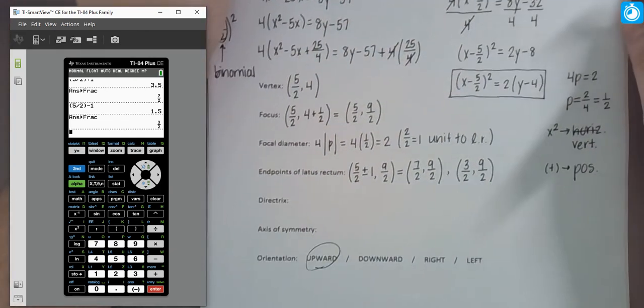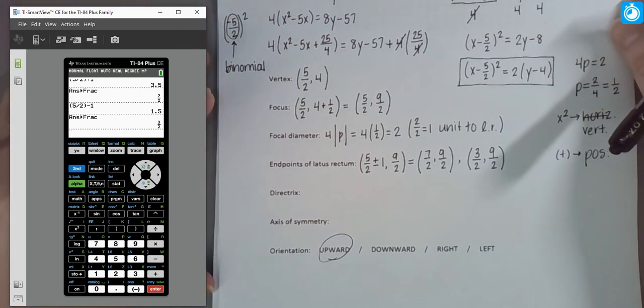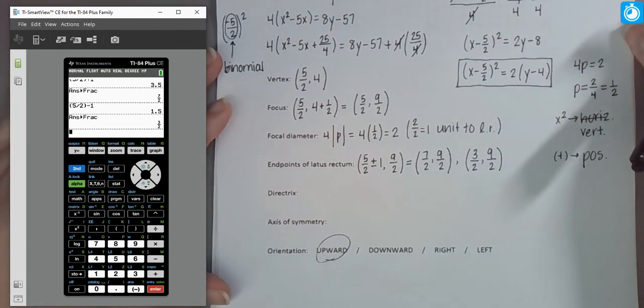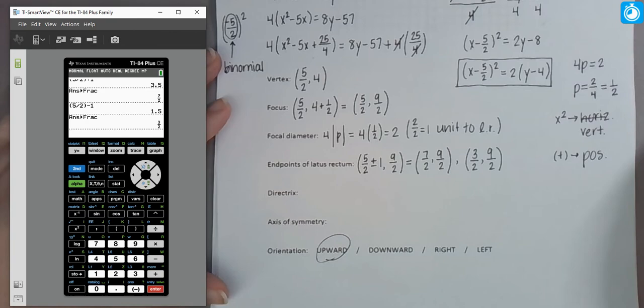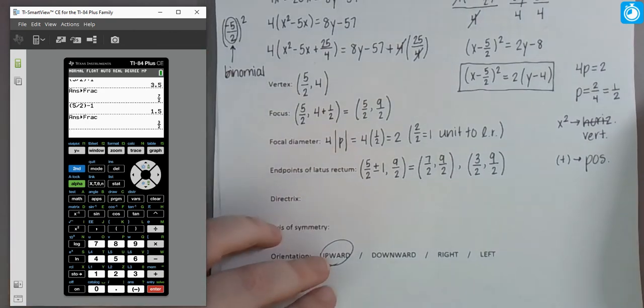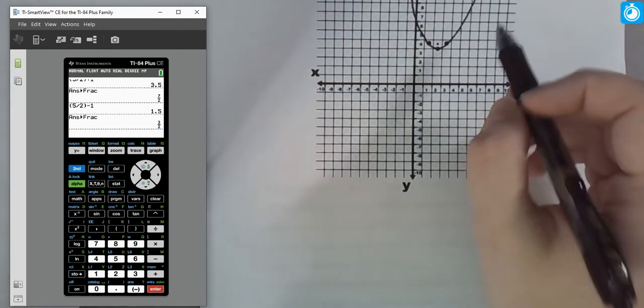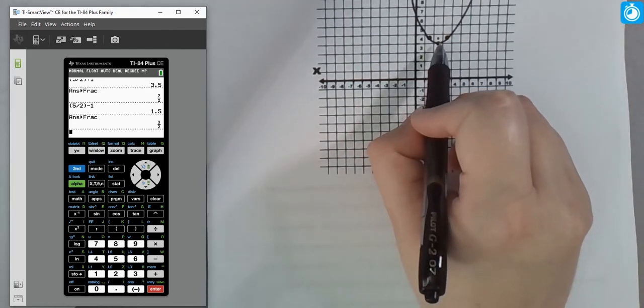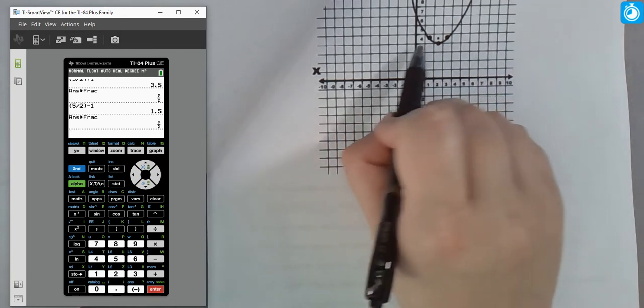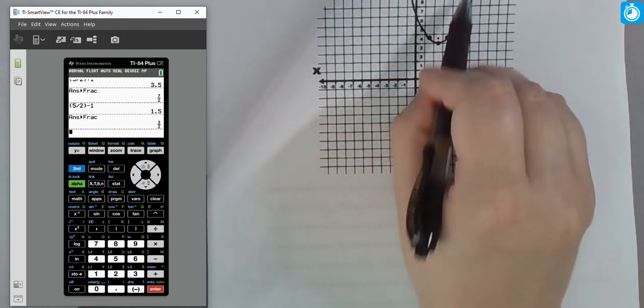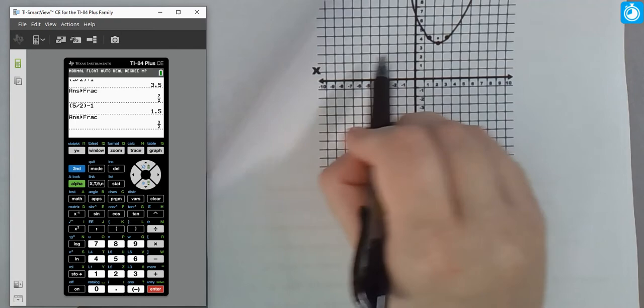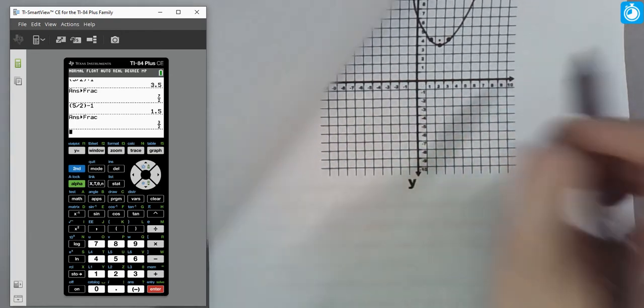Well, there's the hard part. Finding those, definitely the hard part. So let's finish with our directrix and then our axis of symmetry. So where would the directrix be on this graph? Well, if the focus is above our vertex, that means the directrix is going to be equidistant below. So we're talking about a vertical parabola, which means we have a horizontal directrix.